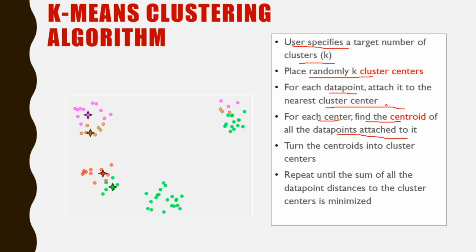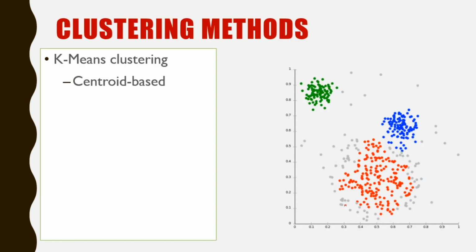For each data point, it first attaches to the nearest cluster center. Then for each center, it finds the centroid of all the data points attached to it. Then it turns the centroids into the cluster centers. Since it's an iterative process, it repeats until the sum of all the data points' distances to the centers is minimized, or there is no more data for clustering. This is just an overview of the k-means clustering algorithm.